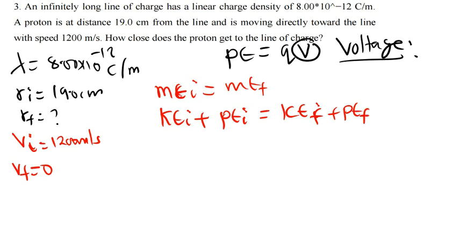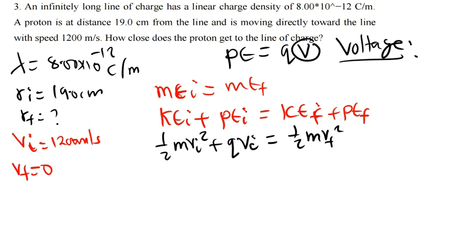One thing we have to remember is that kinetic energy is half m v initial squared, plus the potential energy. The potential energy we're talking about here is not mgh, where we say mass times gravity times height, but it is the charge times the voltage. So I'm going to say the charge times the initial voltage. Then on the other side it is going to be half m v final squared plus the charge times the final voltage. Let's not confuse ourselves here: this is the velocity, but this is the charge times the voltage. The potential energy involves the voltage and not the velocity.